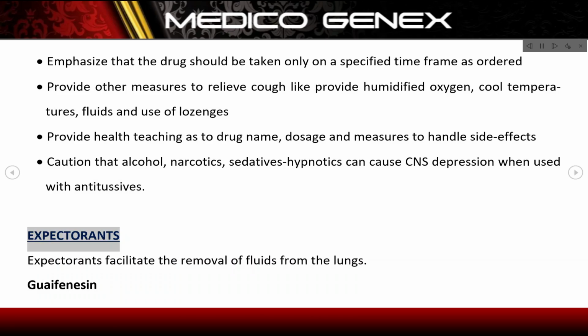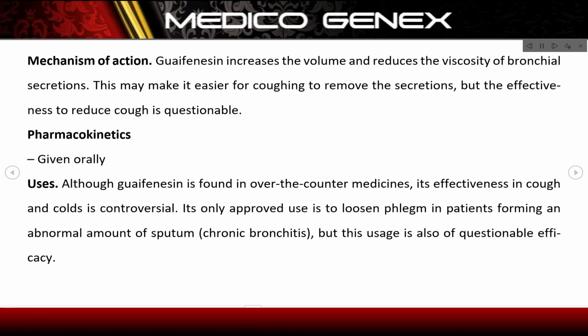Expectorants. Expectorants facilitate the removal of fluids from the lungs. Guaifenesin. Mechanism of action: guaifenesin increases the volume and reduces the viscosity of bronchial secretions. This may make it easier for coughing to remove the secretions, but the effectiveness to reduce cough is questionable.